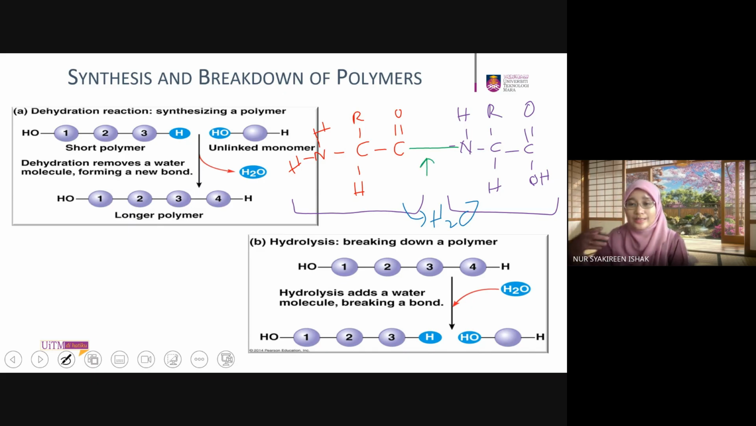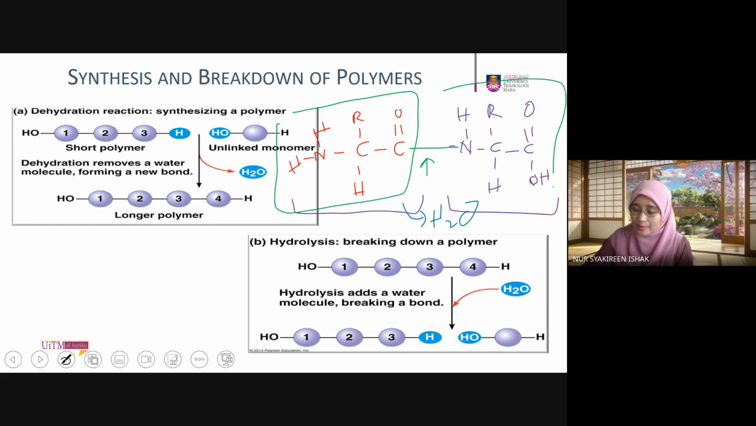This is a type of covalent bond, because it involves the attachment of one amino acid to another amino acid. This is a peptide bond. The same goes for other macromolecules. If it involves the attachment of glucose to another glucose to form maltose, or glucose to glucose to glucose to form starch, for example, the monomers are attached through the same reaction. We call it dehydration, the removal of a water molecule during that reaction.